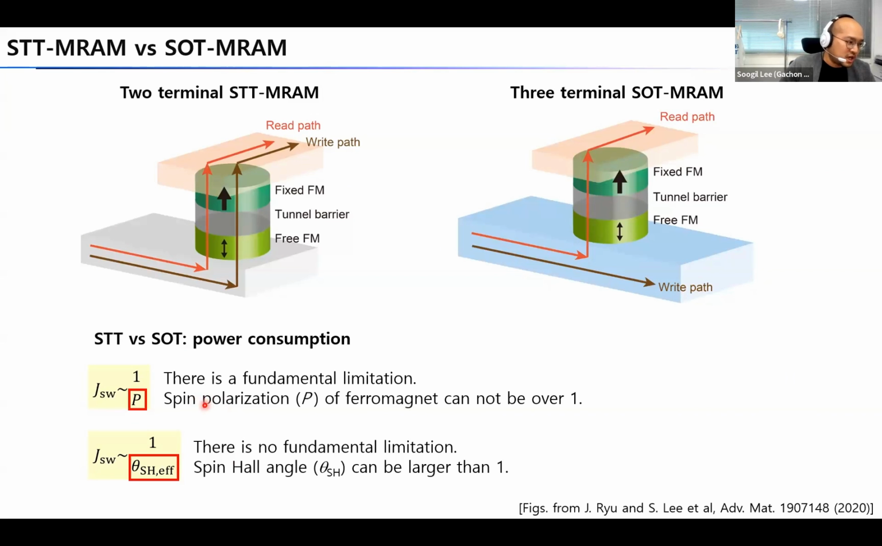The switching current density J and the charge to spin conversion ratio have an inverse relationship, as you can see here. In the case of spin transfer torque, there is an inevitable limitation because the spin polarization of the ferromagnet, this P, cannot exceed 100%. However, in the case of spin orbit torque, there is no fundamental limitation because the spin Hall angle, theta SH, can exceed 100%. For example, the topological insulator shows a very large spin Hall angle, whose magnitude can be larger than 100%.